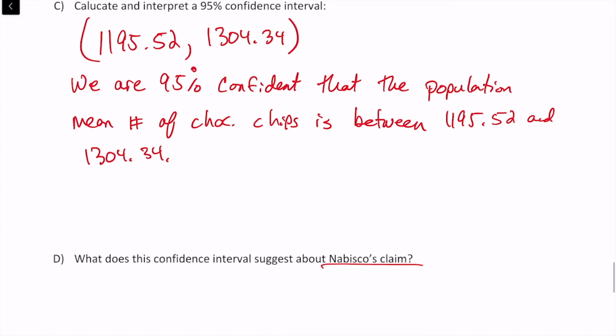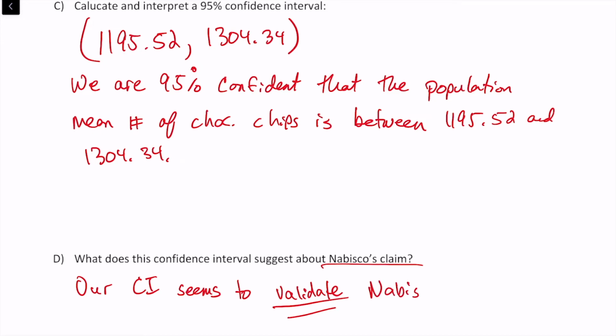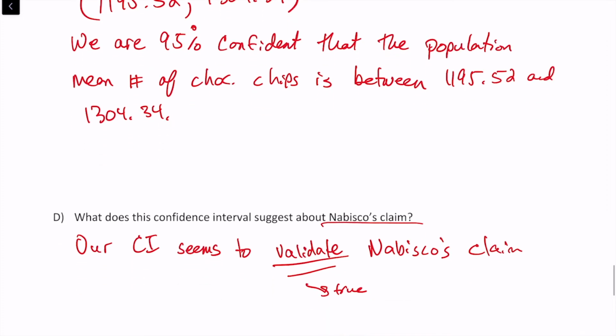So what does this confidence interval suggest about Nabisco's claim? Our confidence interval seems to validate Nabisco's claim. So basically, we're saying we're pretty confident that what they're saying is true, right? Validate means, right, is true. So our confidence interval seems to validate Nabisco's claim. So they were correct in what they were saying. There was no false advertising there.